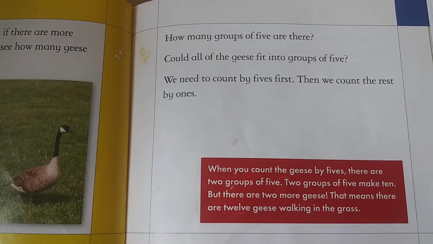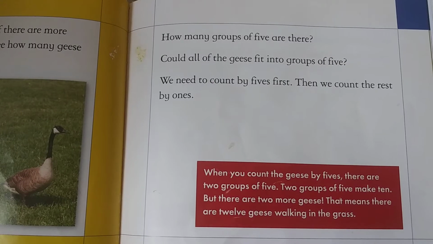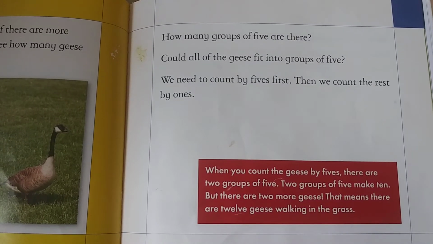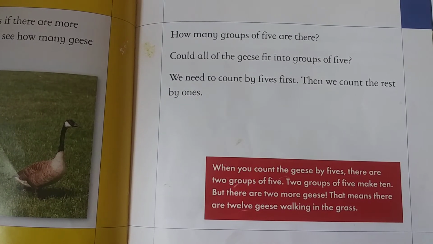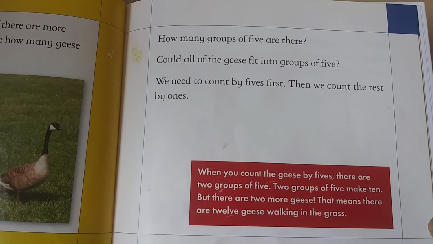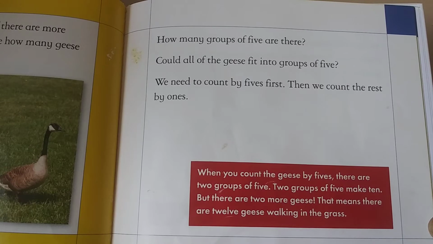When you count the geese by fives, there are 2 groups of 5. 2 groups of 5 make 10. But there are 2 more geese. That means there are 12 geese walking in the grass.